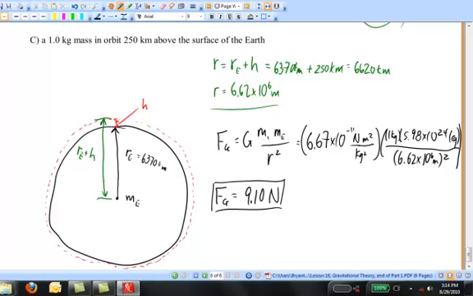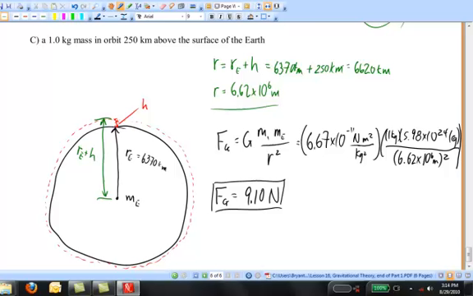This object that's in orbit above the surface of the Earth has a gravitational force of 9.1 newtons, while on the surface of the Earth it has a gravitational force of 9.8 newtons? Mr. Haynes, I thought that things in orbit are weightless. Ha! That's a tricky term, weightless. They aren't weightless. They still have weight.